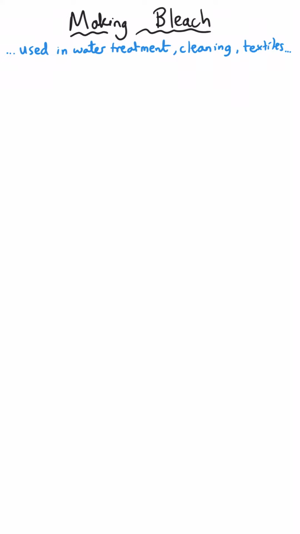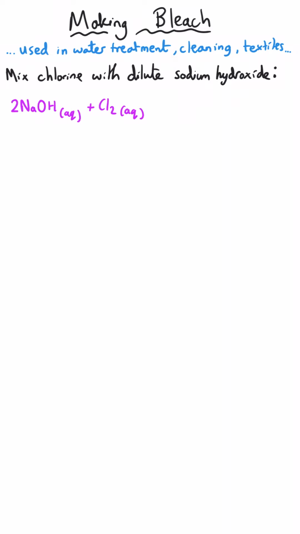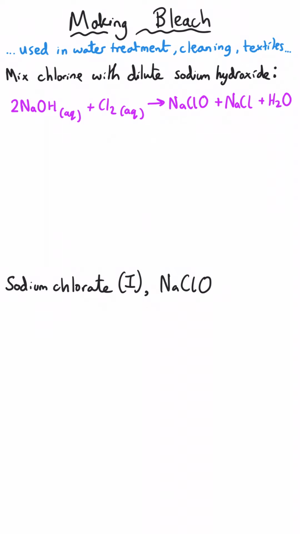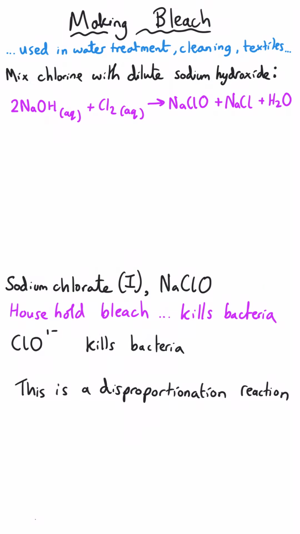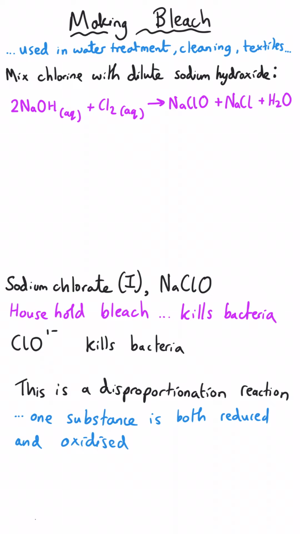Now, if you mix chlorine with dilute sodium hydroxide solution at room temperature, so it's quite cold, what you end up producing is sodium chlorate(I) solution and sodium chloride and water. The sodium chlorate(I) is household bleach, which is used to kill bacteria. Specifically, it's the chlorate(I) ion that is able to kill the bacteria. This is an interesting type of reaction known as a disproportionation reaction. And in a disproportionation reaction, one substance is oxidized and reduced simultaneously.